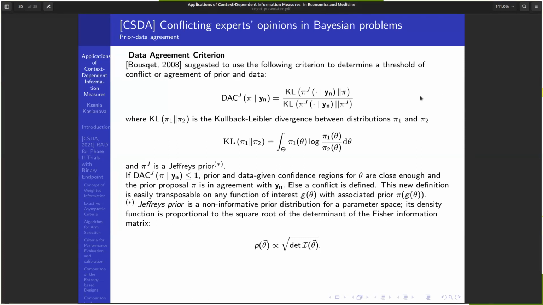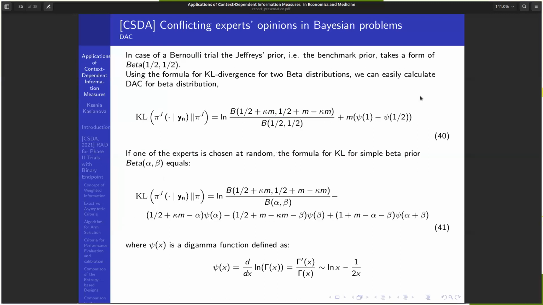Okay, I will continue. If the data agreement criterion is less than 1, then the prior is close enough to the confidence region for the data, and the prior is in agreement with our data. Otherwise, we will have a conflict if the data agreement criterion is greater than 1.